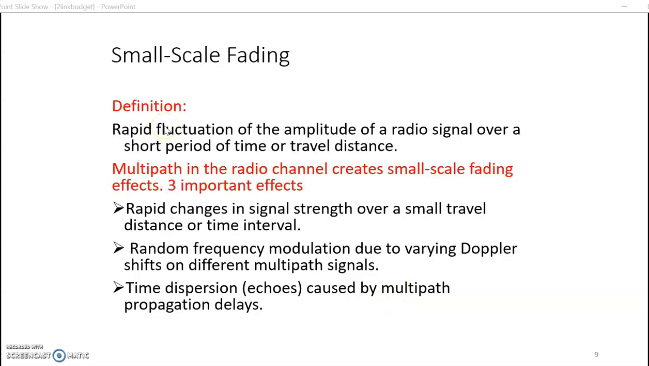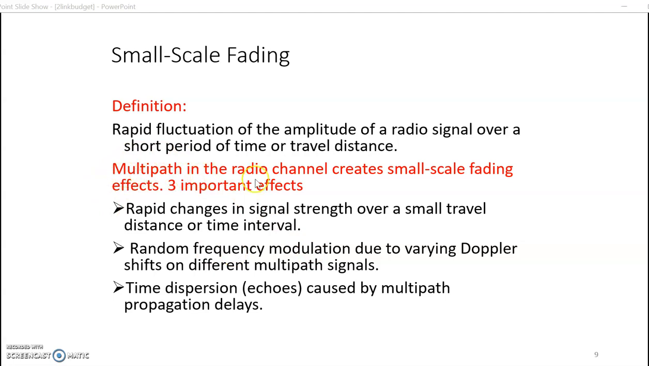Next, small scale fading. So, what is small scale fading? It is the fluctuations or changes in the amplitude of a radio signal for a short period of time or short distance. It tells how fast the amplitude of the signal is going to change over a short period of time or short distance. Why this is occurring is because the signal is traveling in multiple paths.